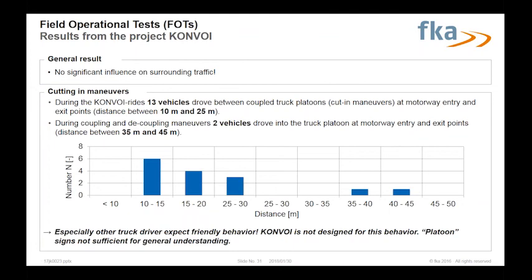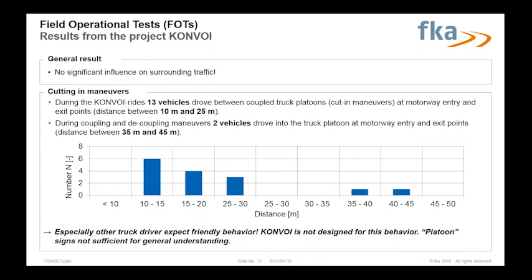And this was because other truck drivers always expect a friendly behavior of a convoy, so of another truck driver. The convoy system was not designed in this manner. It was just the signs on the platoon that showed, okay, here is the platoon driving, but people didn't know what that meant, and the convoy didn't increase the gap automatically to let people cut in.